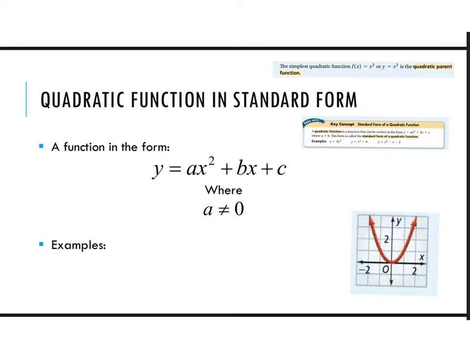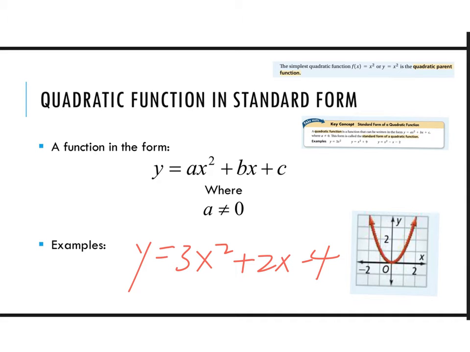A function in this form, notice here we have some squaring going on. So we have ax squared plus bx plus c, so y equals all that. Obviously a isn't 0 because multiplying by 0 would knock out the squaring here and just make this bx plus c, so it'd be a standard linear function. Again, examples of what that looks like. Things like y equals 3x squared plus 2x minus 4.